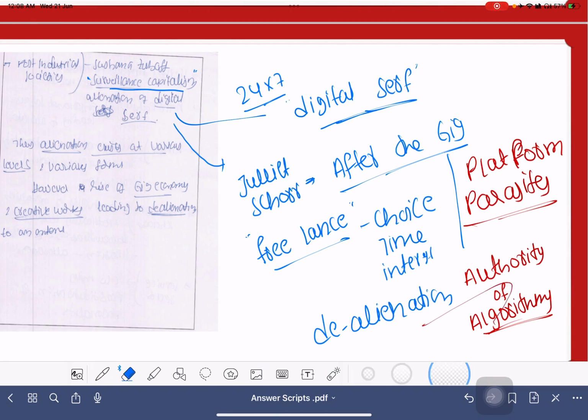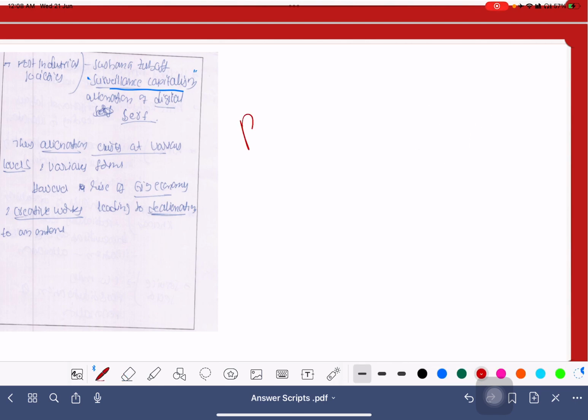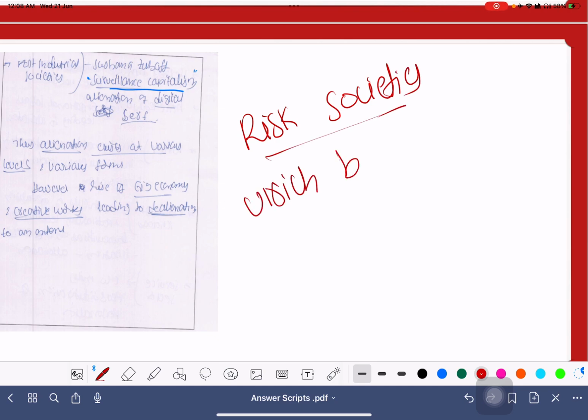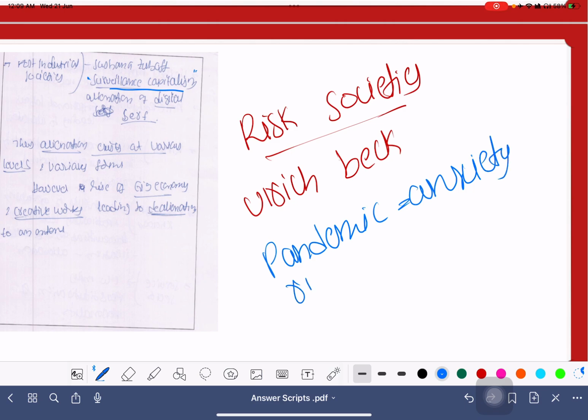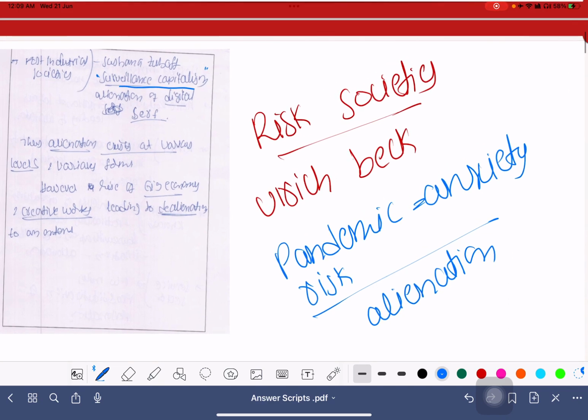In fact, if you want to extend one more idea, we can talk about risk societies, Ulrich Beck. During the time of the COVID pandemic, we were also distressed. So pandemic anxiety or risk anxiety leads to alienation. Okay, one more point if you want to explore, you can highlight these dimensions also.